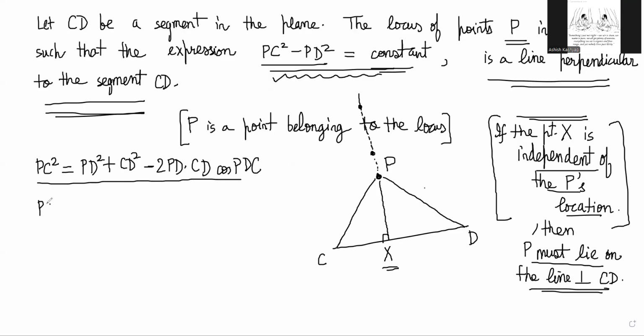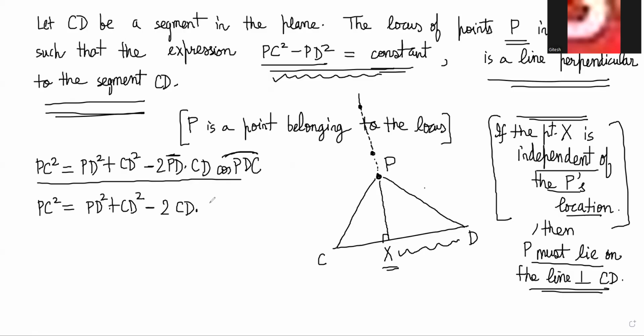Similarly, we can also do PC square in an alternate way. Actually, we are not doing anything else here. We are just rewriting the same thing, and we are saying this is equal to PD square plus CD square. But now what we will do is minus 2 CD we'll keep as it is, and calculate what is PD cos PDC. So that is XD, right? Correct? Yes, sir.